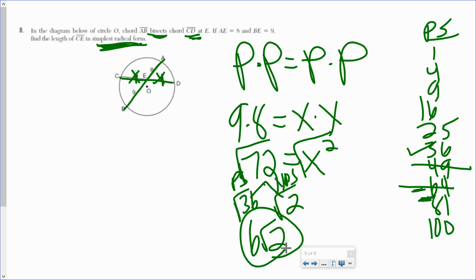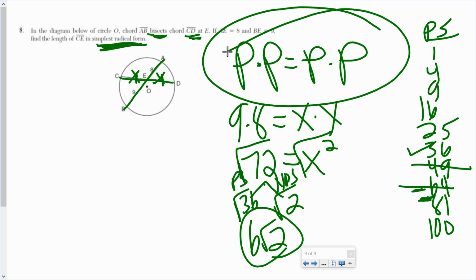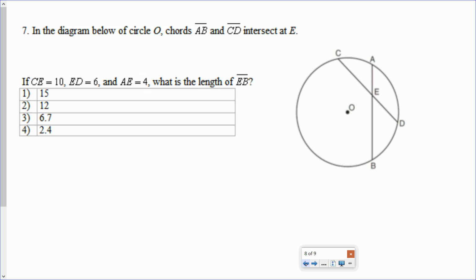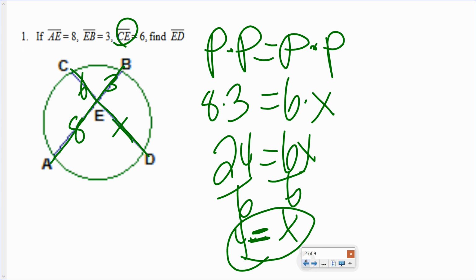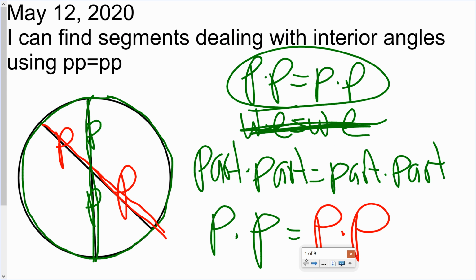So could this reducing radical thing come up in the question? Yes. Is it going to come up every time in a PP question? No. But in geometry, you might see other concepts mixed into a question. So this was the last one. I wanted to throw a couple little extra geometry twists at you, but the understanding of this lesson is simple. When you have segments and everything is inside, PP equals PP. That stands for part times part equals part times part.